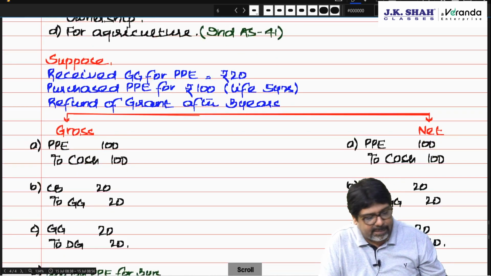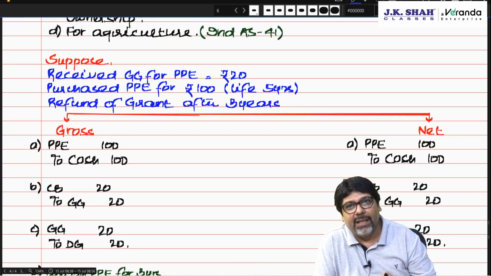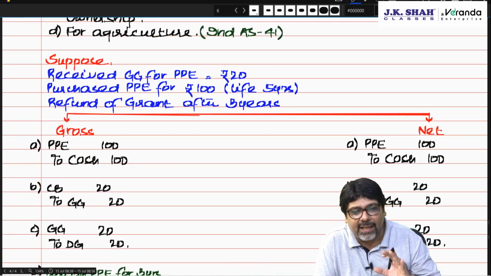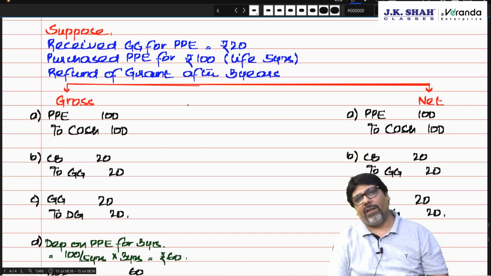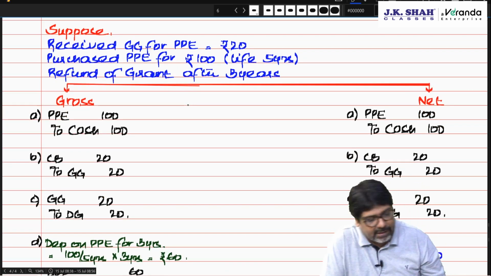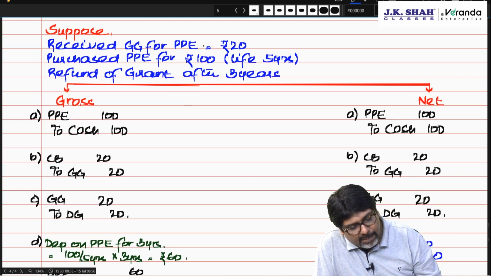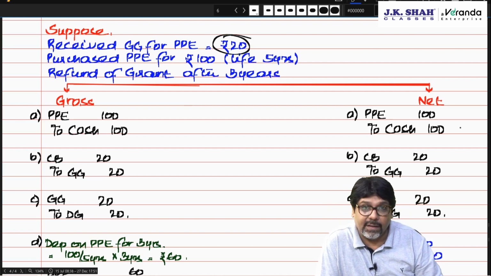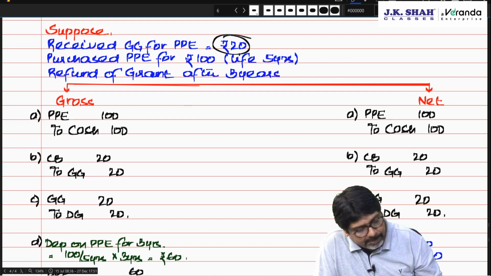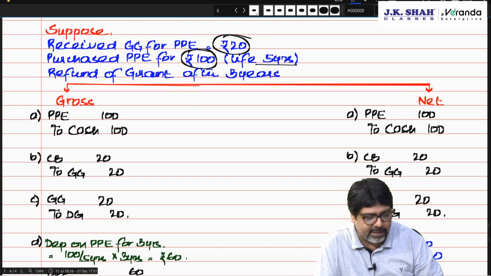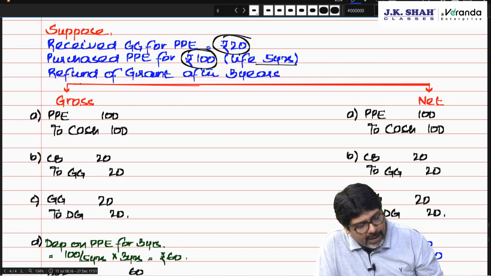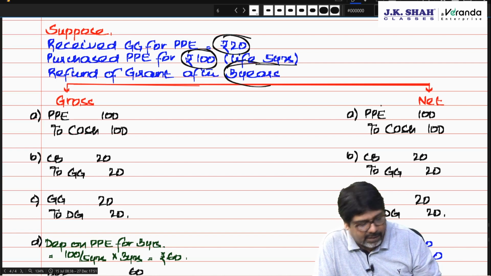Now chartered, government gave you money to purchase an asset at a concessional rate. Then you have two options, gross method and net asset method. Government grant for PPE you received is 20. Purchase plant and machinery for 100 rupees and life of plant and machinery is 5 years. Refund of government grant after 3 years.